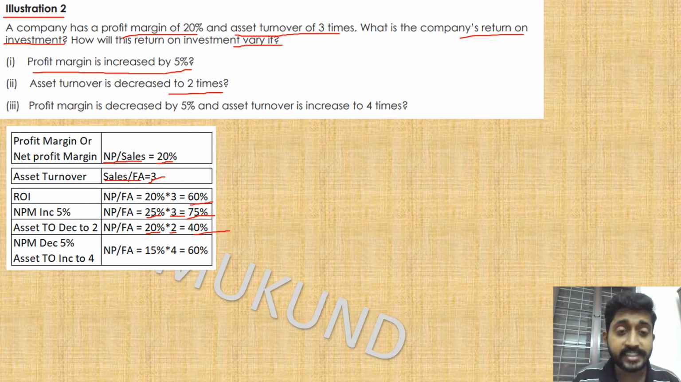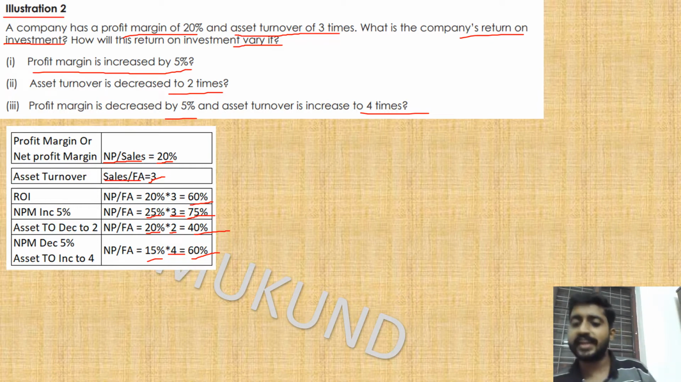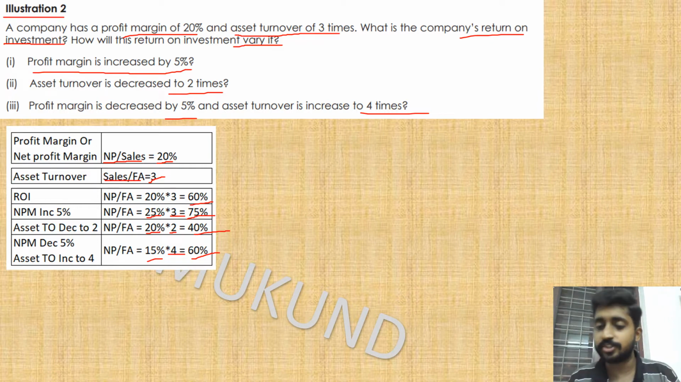Next, profit margin is decreased by 5 percent from 20, so 15 percent is the profit margin, and asset turnover has gone from 3 to 4, which means multiplied by 4. So the return on investment is 60 percent. 15 percent multiplied by 4 is 60%. Very simple problem. I think you may get something similar to this in your examination also. So that's why I brought it in for our video also.